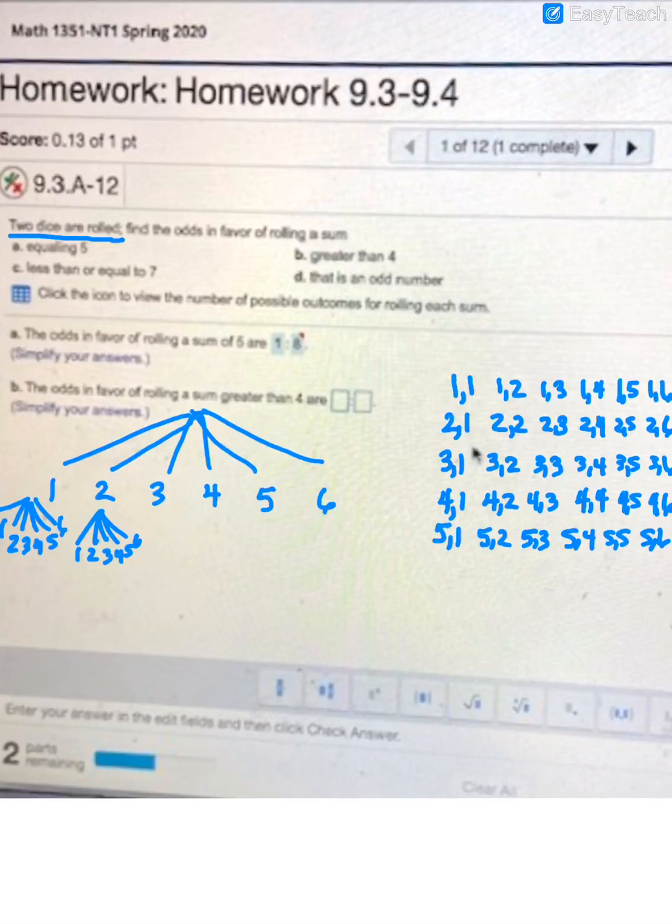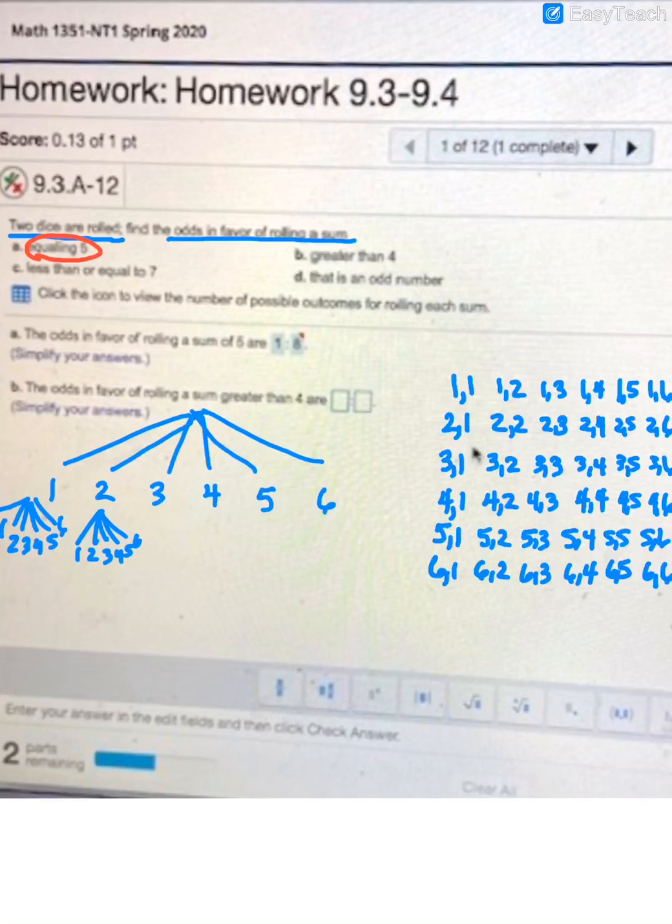And I know it seems time consuming to write all of these out, but it just makes it so much easier to then answer the questions. So that would be my sample space. Now, I am looking for the odds in favor of rolling a certain sum. So the first particular question, they want to know the odds in favor of rolling a 5.